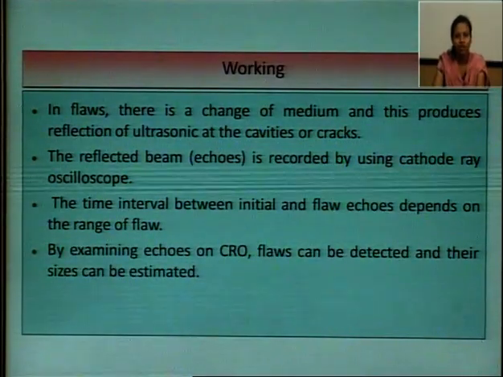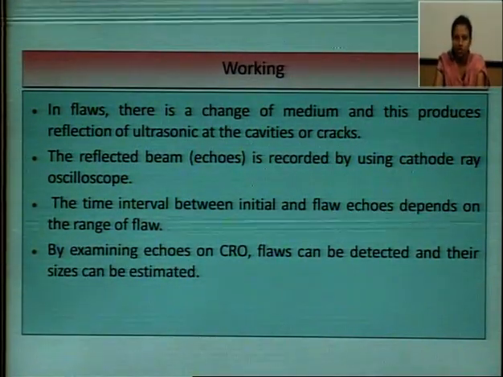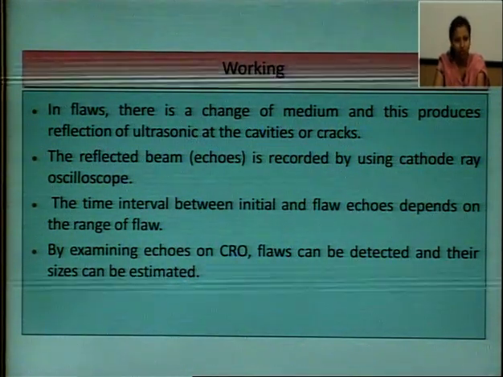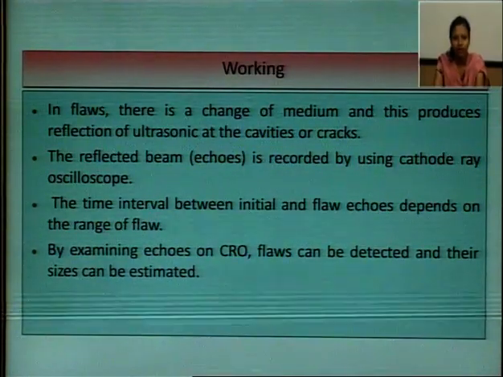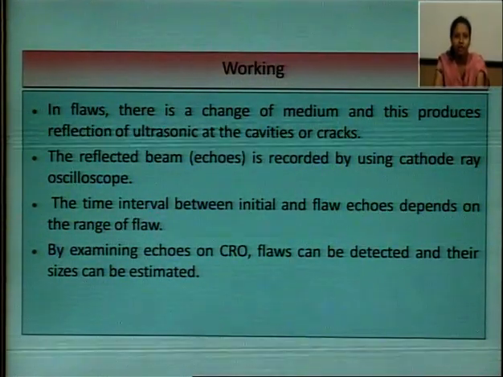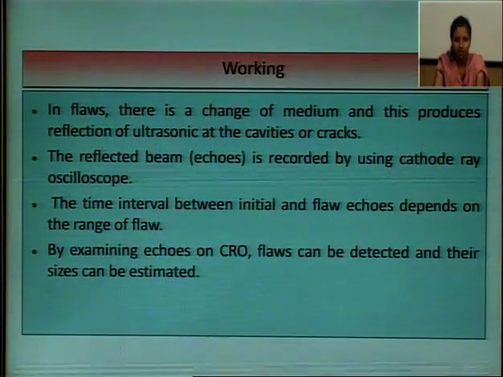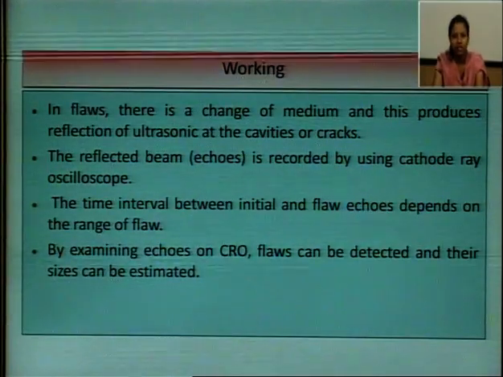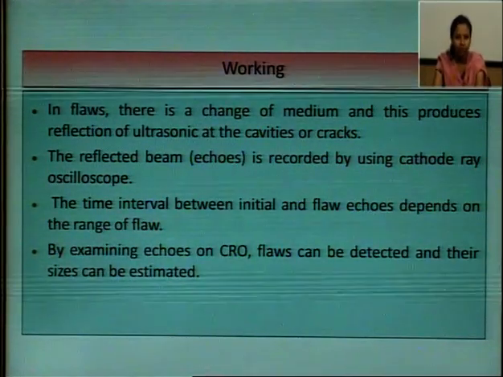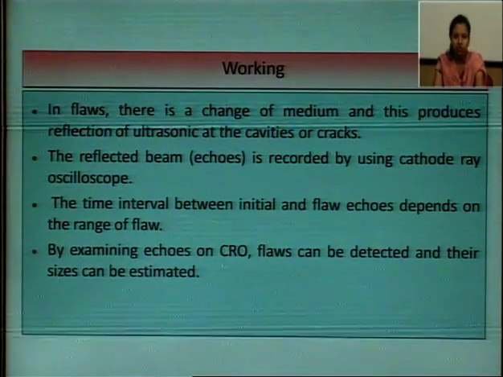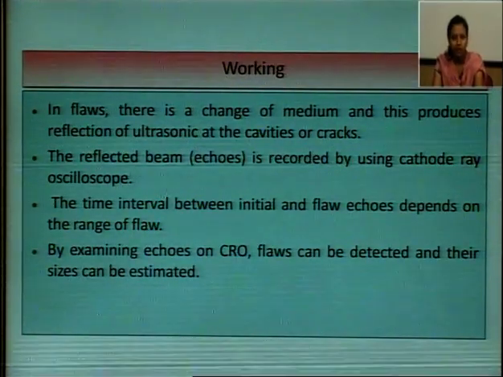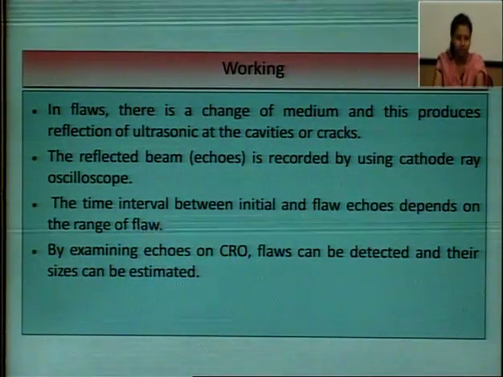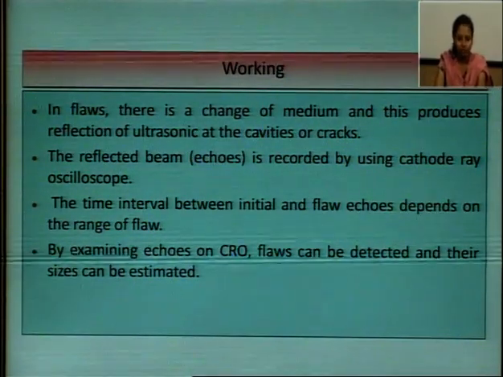Next, the working of this flaw detection: there is a change of medium, so this produces reflection of ultrasonic waves at cavities or cracks. The reflected beam is recorded by using the CRO. The time interval between the initial and flaw echoes depends upon the range of the flaw. So by examining the echoes on the CRO, the flaw can be detected, and its size can be estimated with the help of the CRO echoes.